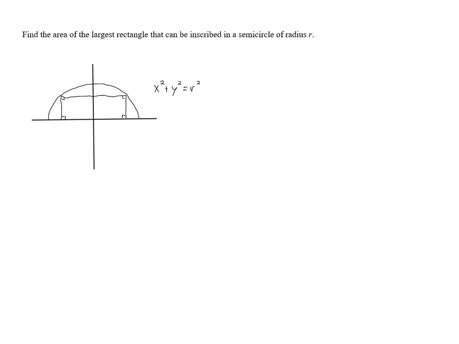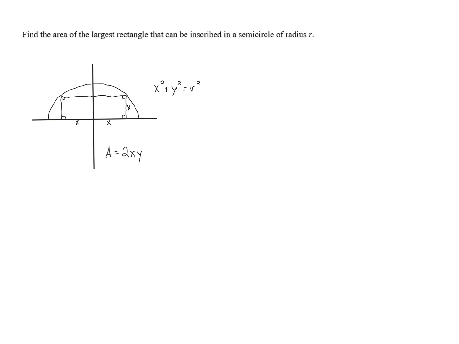So to make life easy, I'm going to let the base of the rectangle be 2x. So we've got x on one side and x on the other, and the height be y. Then the area of that rectangle is base times height, which is 2x times y. So we want to maximize the area, but this is now a function of two variables, so we need to find a way to get rid of either x or y.